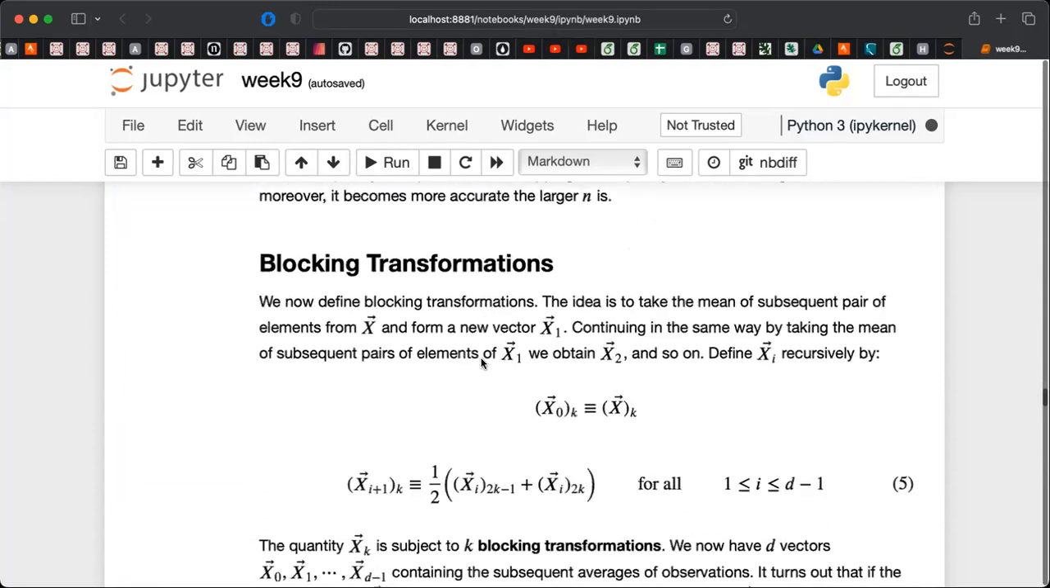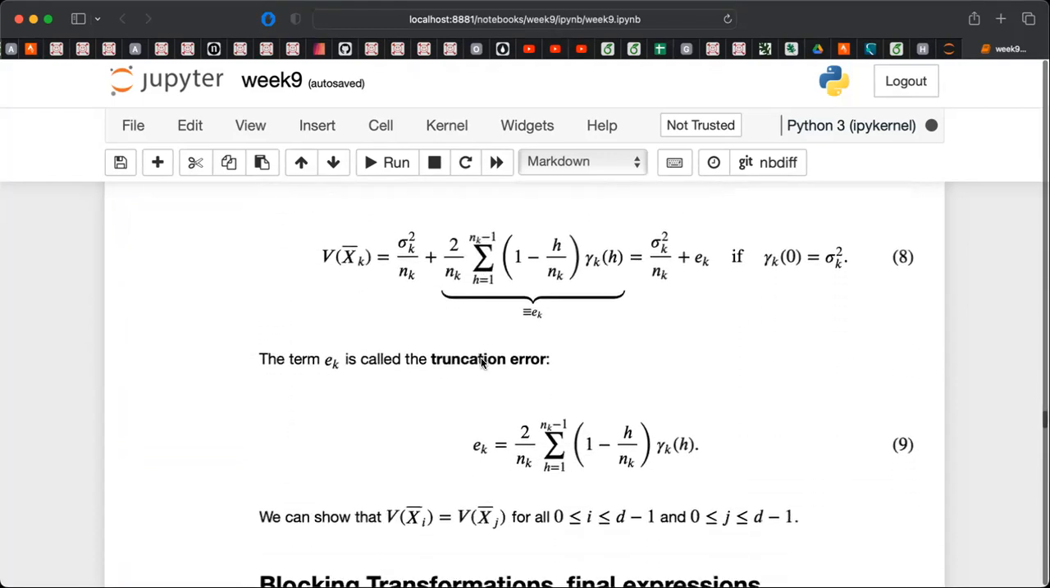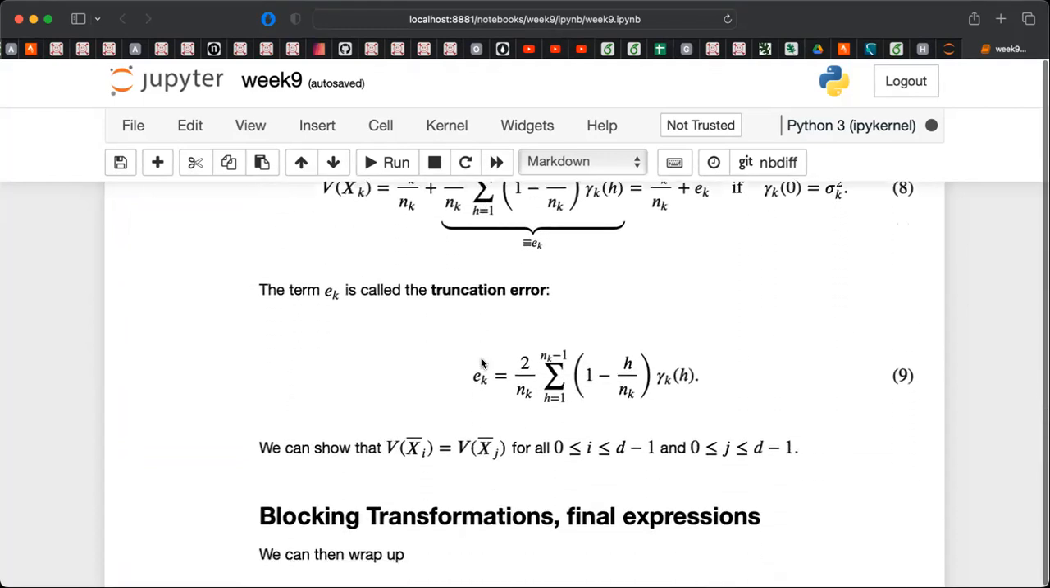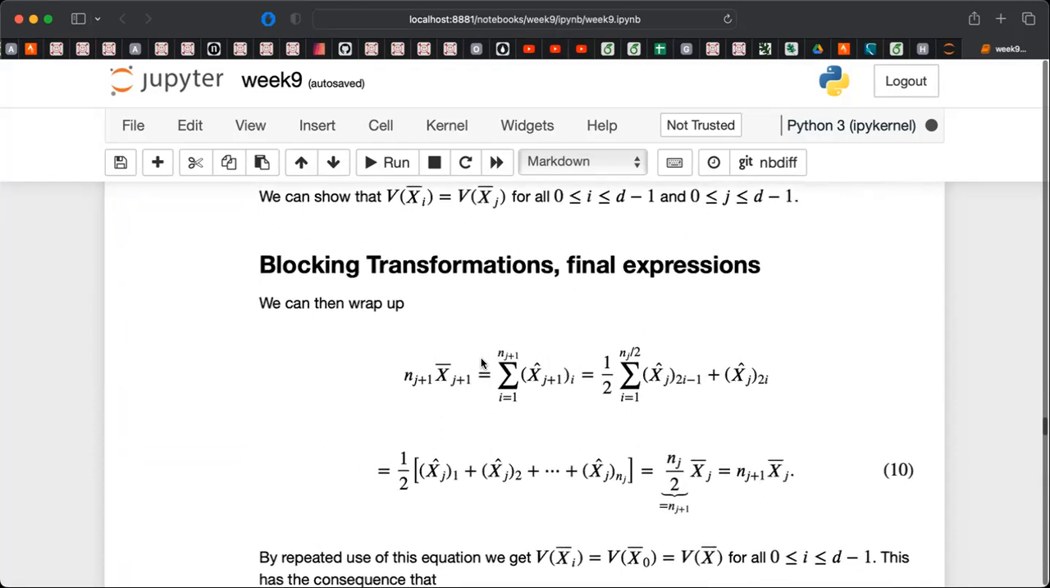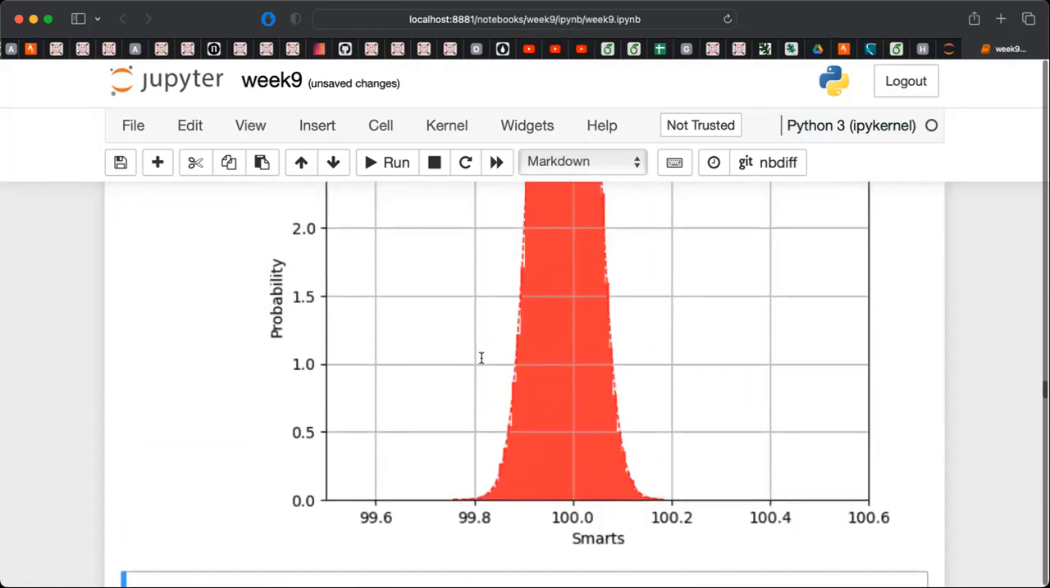This contains just a description of the blocking method. What I have plugged in here is just a repeat of what we did on the whiteboard, with the final expressions for the blocking method, the way we would implement them.